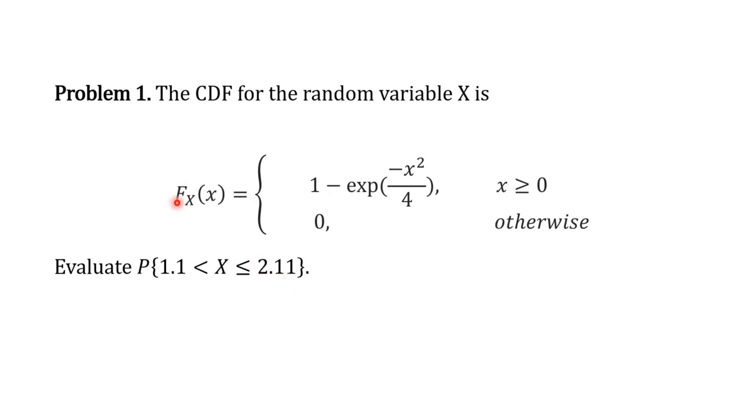Note that capital F is given, so it is a cumulative distribution function. In the statement, it is already given that a CDF for the random variable x is this one. If a CDF is given, then evaluate the probability between the range 1.1 to 2.11.